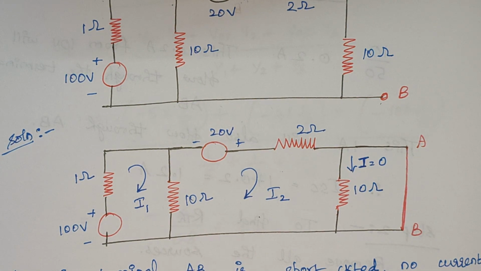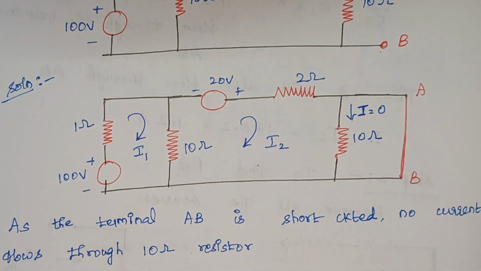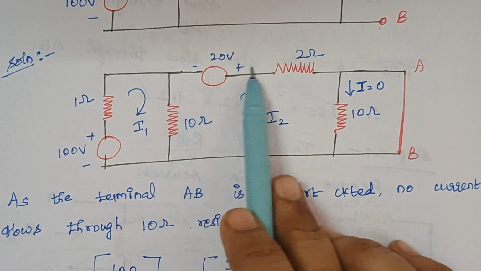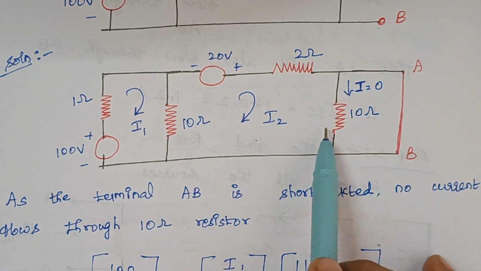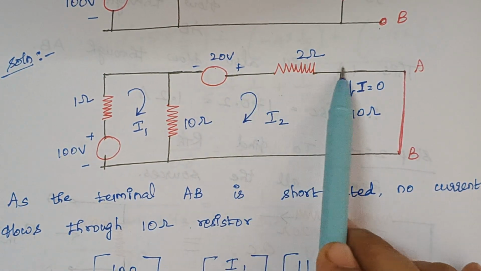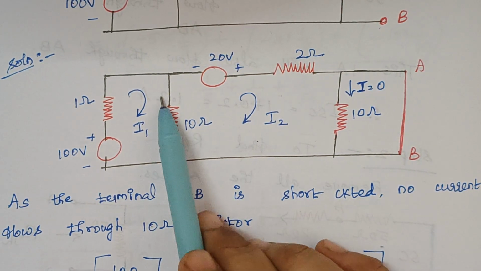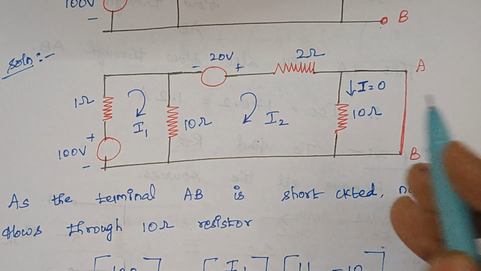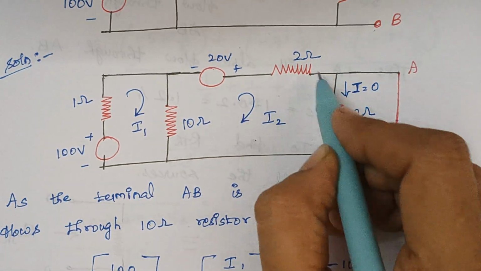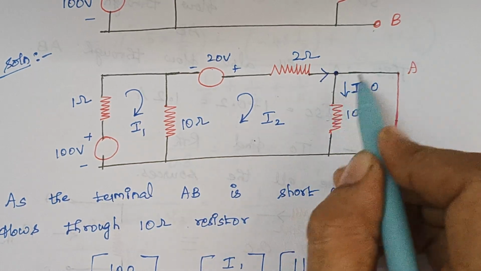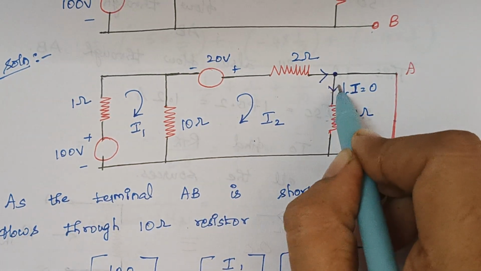By inspection method, as usual, we are going to frame matrices. Here in this case, you see the current I2 will flow like this. It will flow through AB and it will end like this, because you see here we are having two paths. Once current reaches this junction, it will divide into two. Say yes or no, it will divide, right?